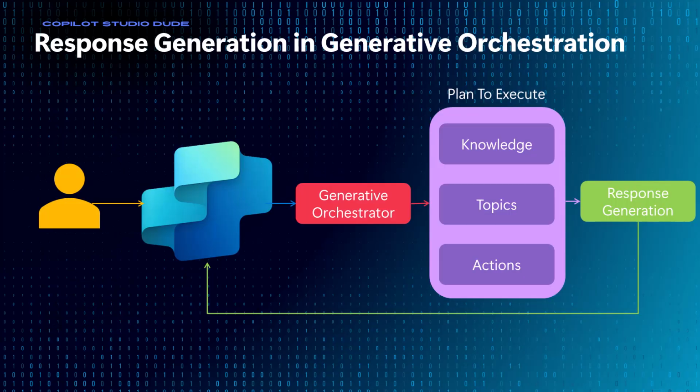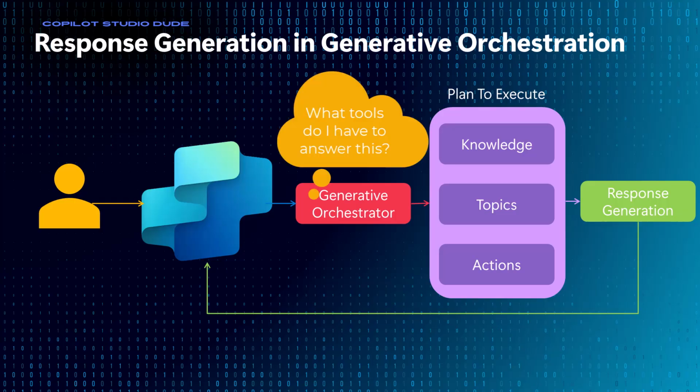So let's start by taking a look at how the whole generative orchestrator works when you flip that switch to turn on generative orchestration. We'll start with a person who comes in with a query and goes to the Copilot Studio agent that they've built. When generative orchestration is turned on, the generative orchestrator is going to look at all of the different knowledge, topics, and actions, all the different tools that are at its disposal. And it's going to make a decision on which of these tools and what combinations it's going to need to build what we call a plan.